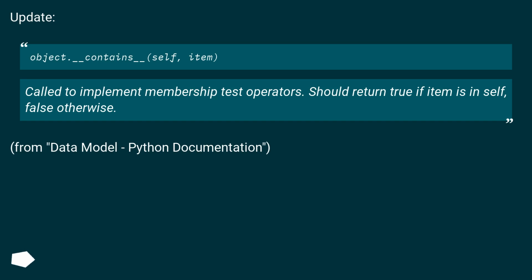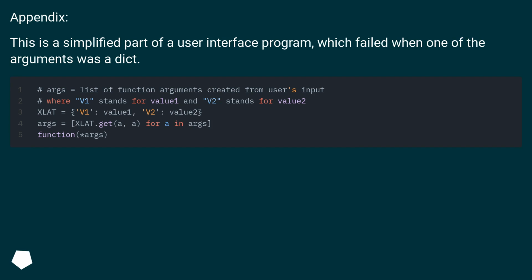Update. Object.__contains__(self, item), called to implement membership test operators, should return True if item is in self, False otherwise. From the data model, Python documentation. Appendix. This is a simplified part of a user interface program, which failed when one of the arguments was a dict.